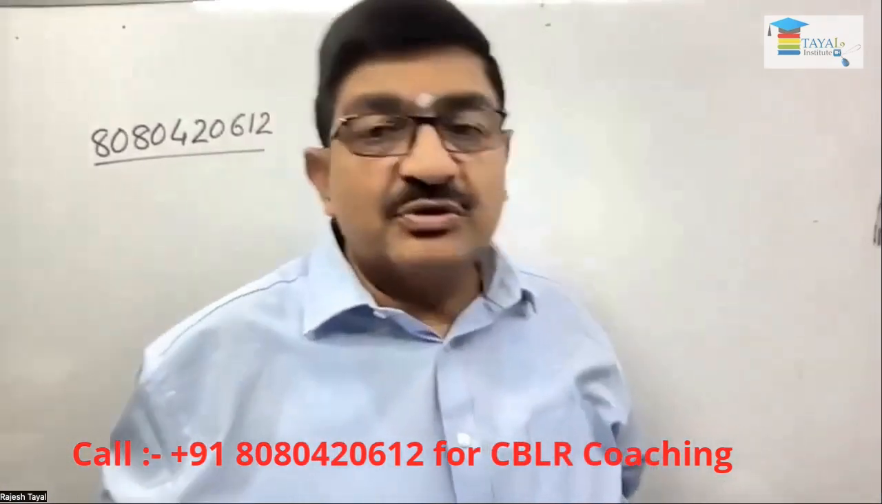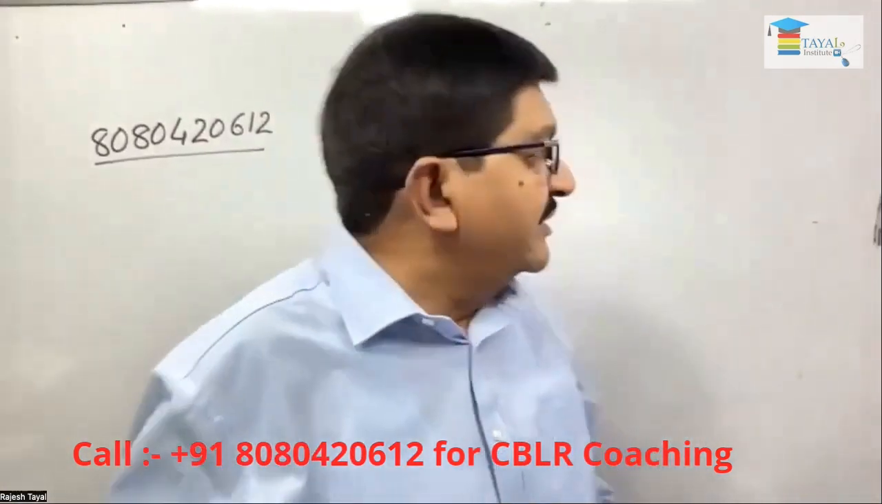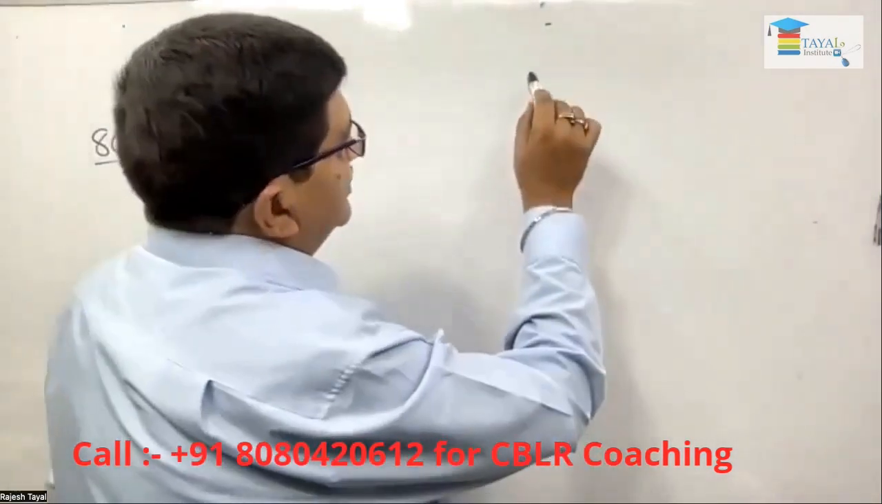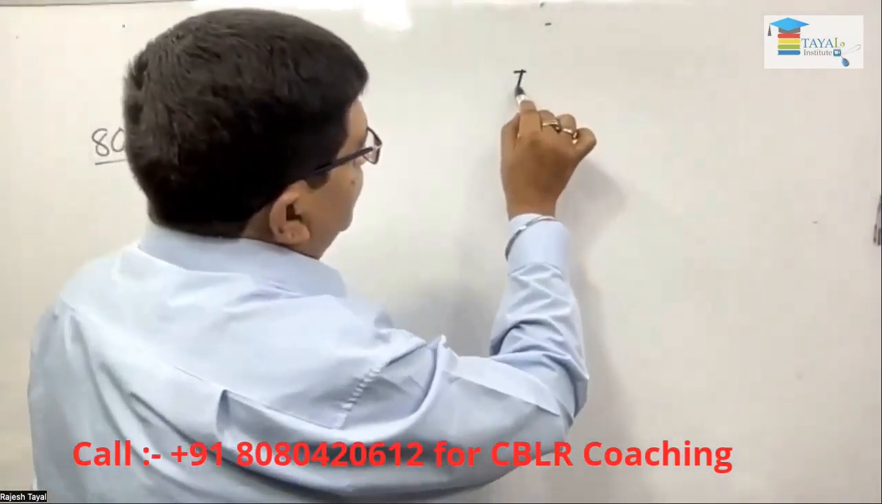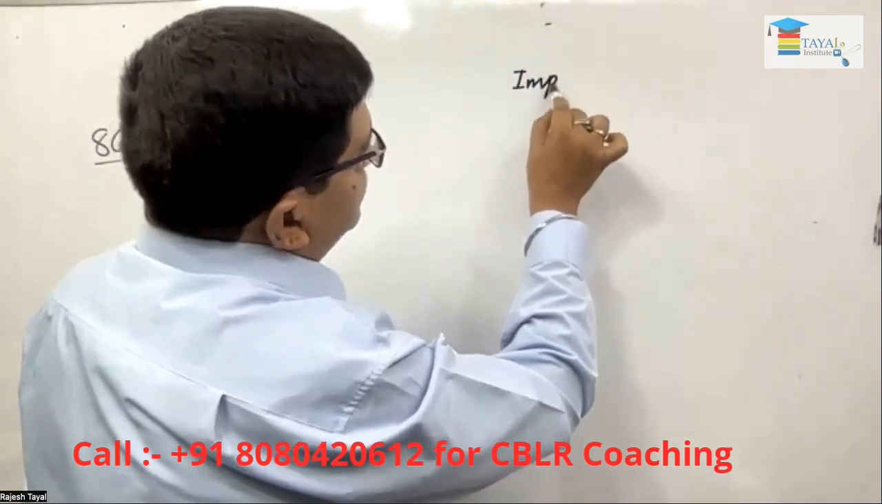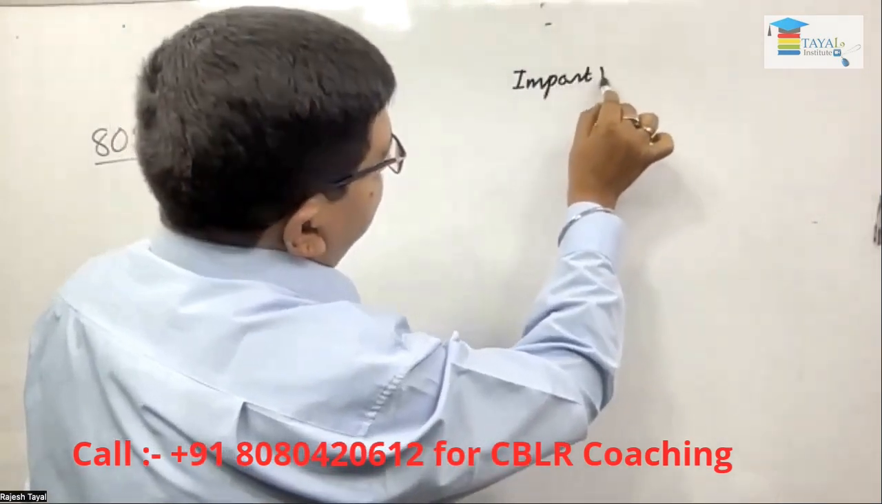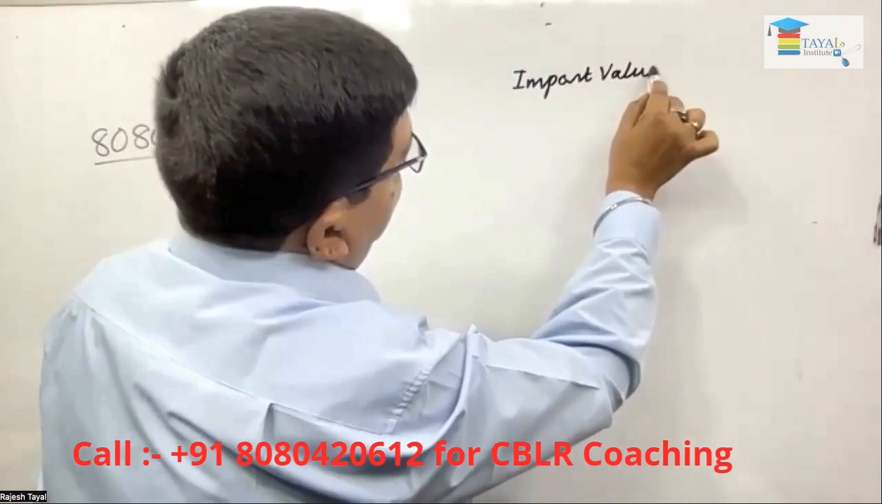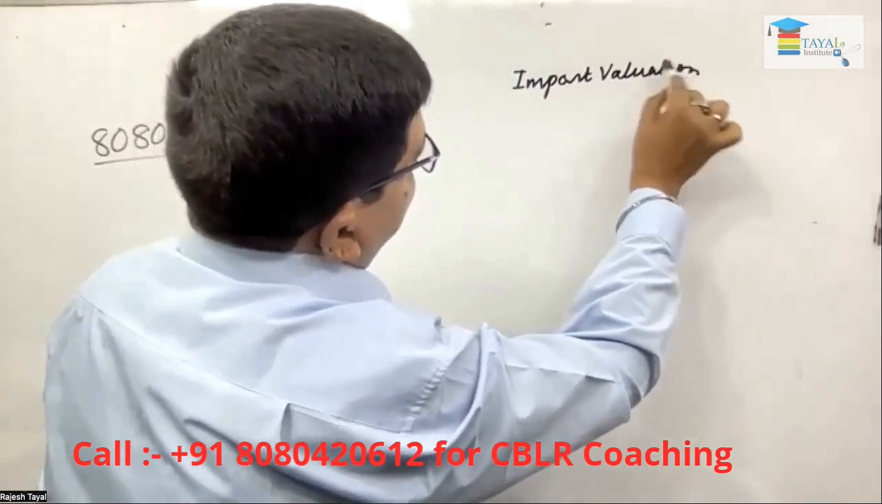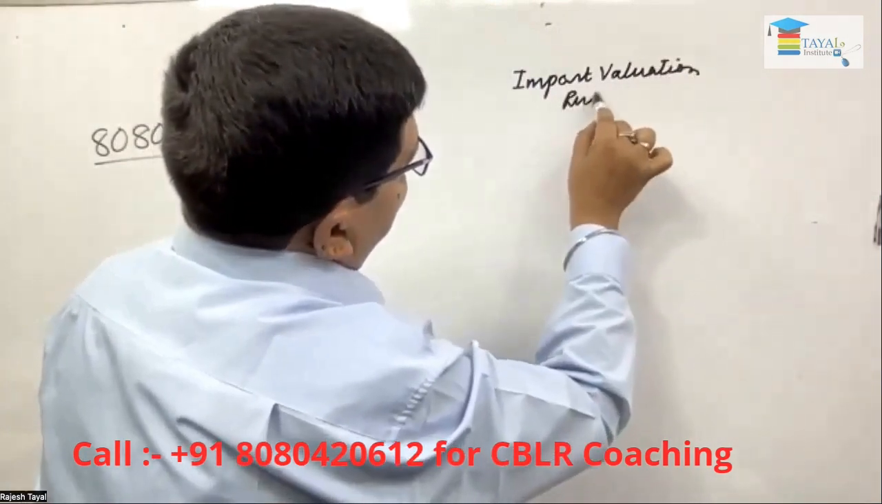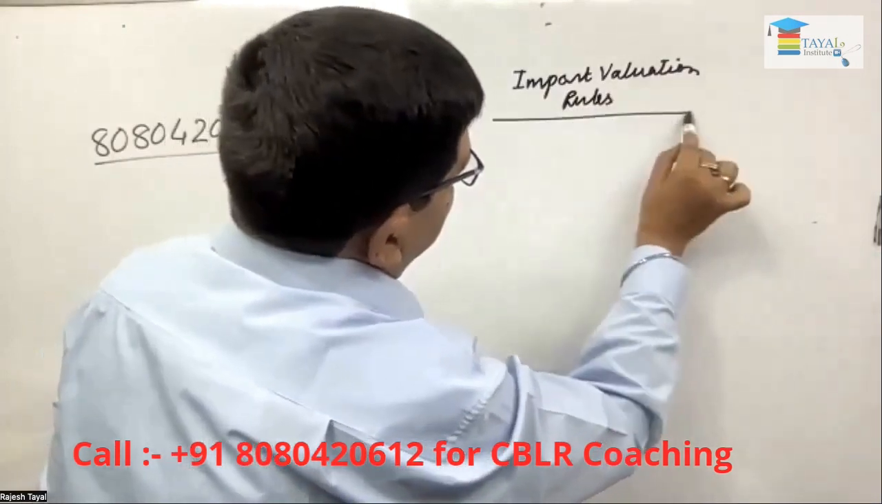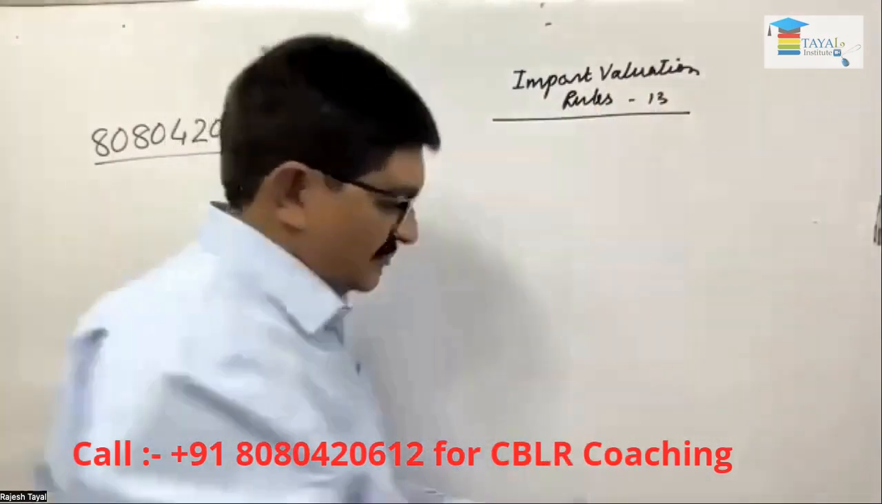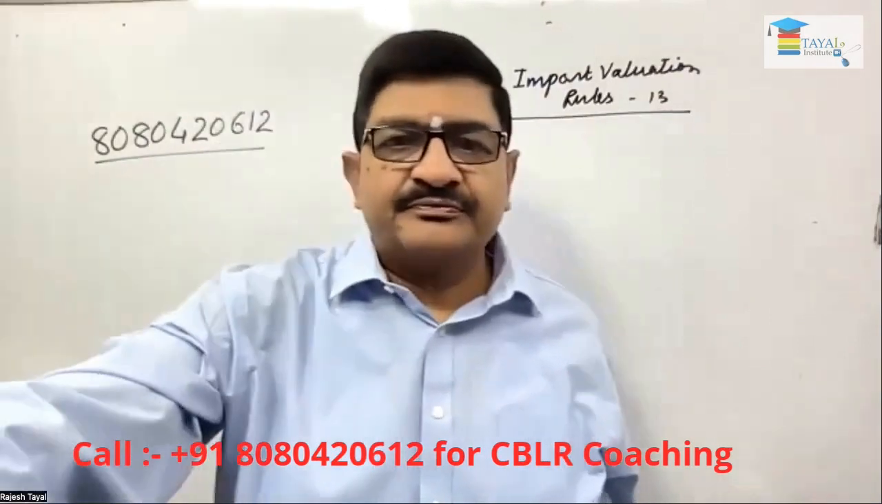Okay. So based on that, yesterday we talked about import valuation rules. How many rules are there in total? 12 or 13? 13, sir. Total number of rules are 30. Okay.